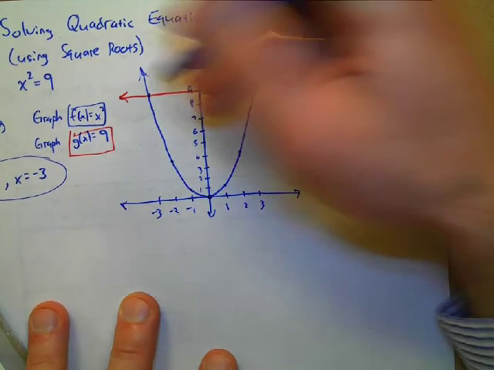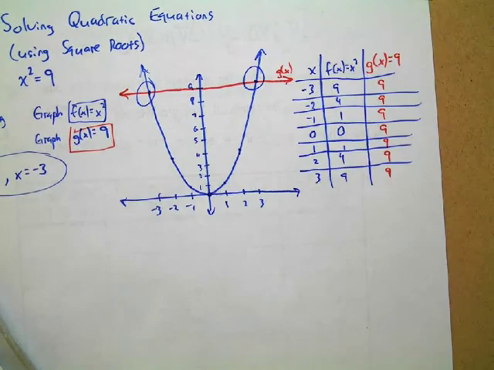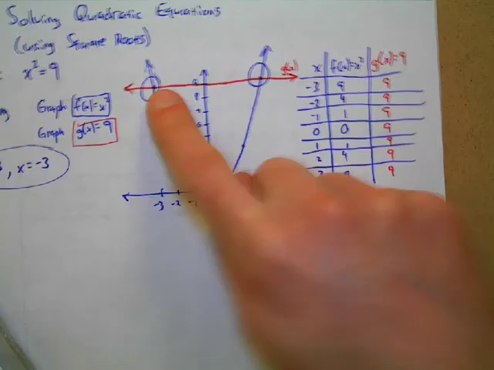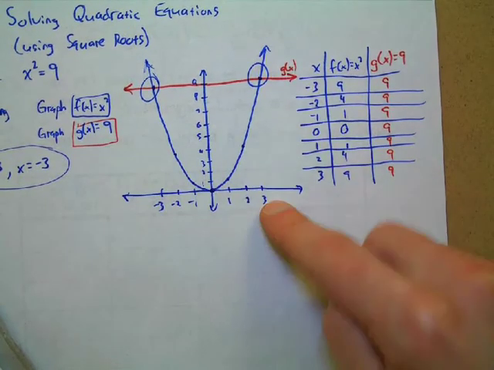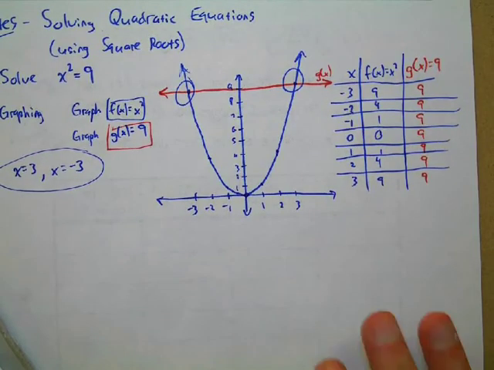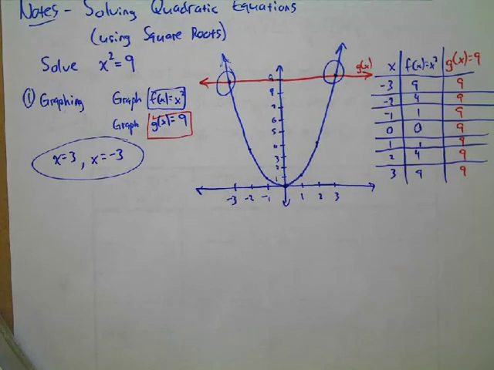Okay, and there again you can see the points of intersection where the two graphs intersect. And it's again at negative 3 and positive 3. So again, don't feel like you need to graph that down though. If you have your graphing calculator, that's all you really need. Okay?